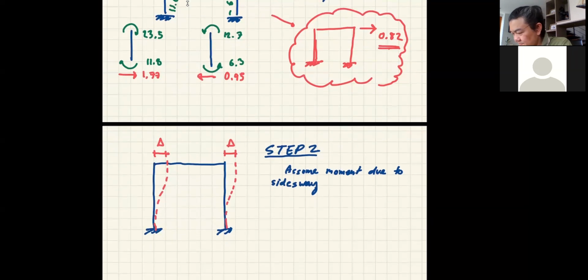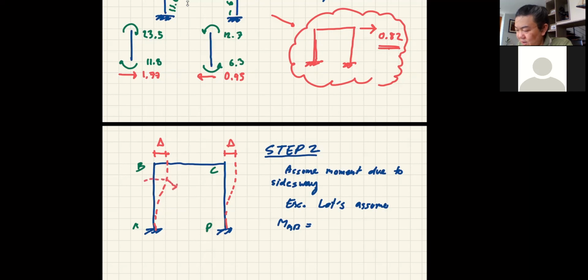Now say for example, let's give it some names, okay? A, B, C, D. Let's assume MAB equal to, because this frame is moving in the clockwise direction, you can see that, right? The frame is moving because we assume the movement in the clockwise direction. So it's safe to say we can assume this resisting moment to be in the counterclockwise direction. So let's say I am going to assume MAB equal to -30. It can be any number. I'm going to assume -30, okay?